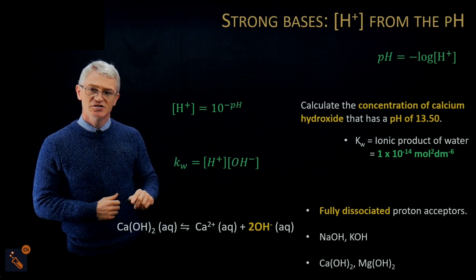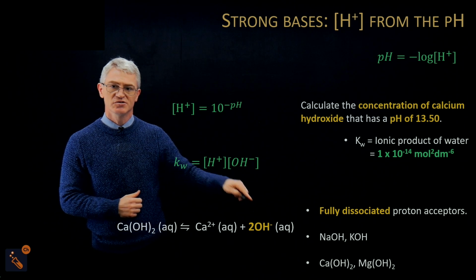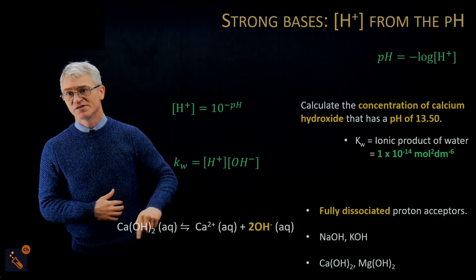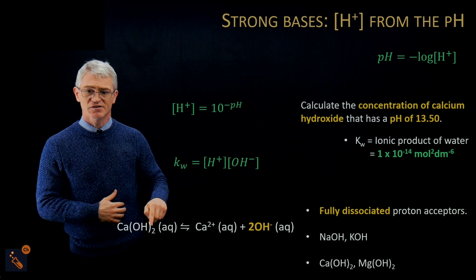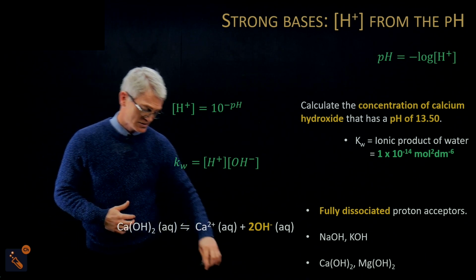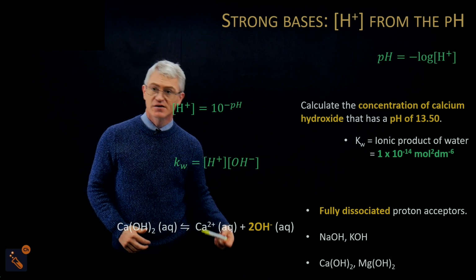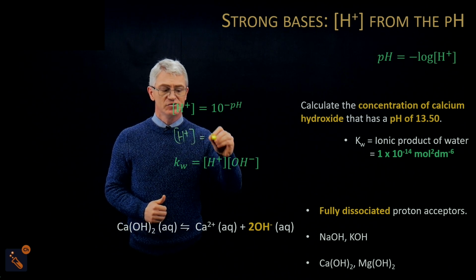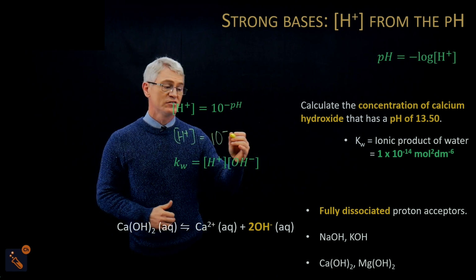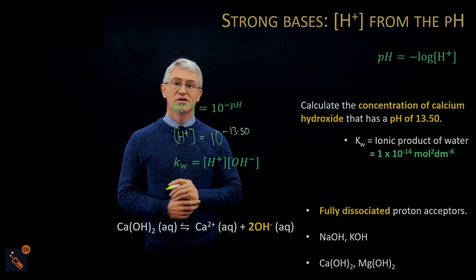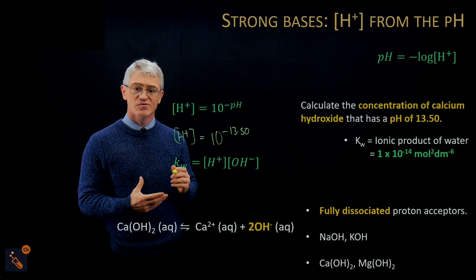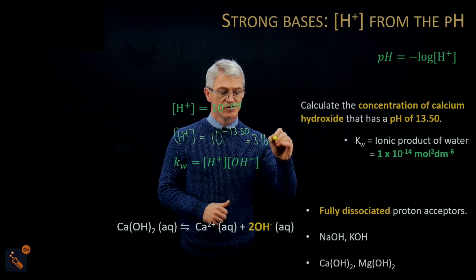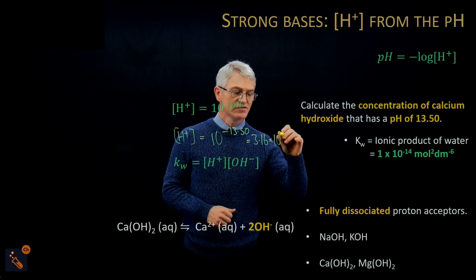Now, a really important thing to notice is that there is a 2 to 1 ratio. So this concentration of OH minus is going to have to be halved to give the concentration of the original. But let's get to that in a second. If we look into H plus, we want H plus equals 10 to the minus pH, and our pH is 13.5. That will equal an H plus of 3.16 times 10 to the minus 14.